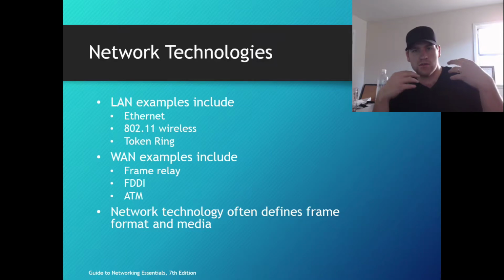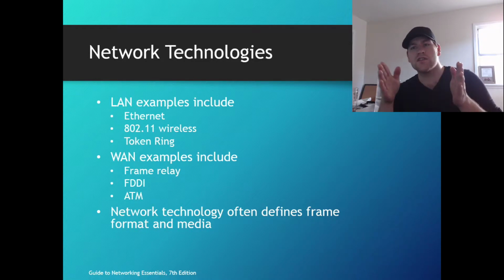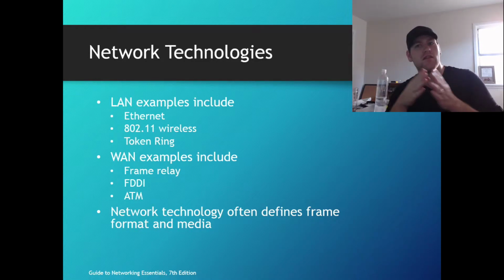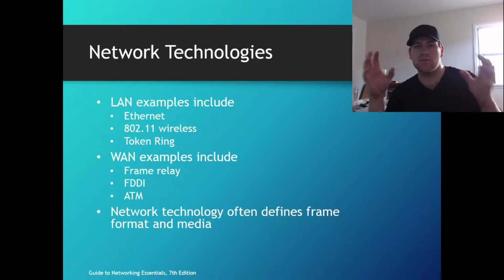There are different varieties and types of Ethernet. The media changes slightly, and the same with 802.11 wireless: the media changes slightly and how it's utilized changes slightly, but the frame structure doesn't. So the technology is defining the frame and the media, but the frame format typically will stay the same across the board for different network technologies.